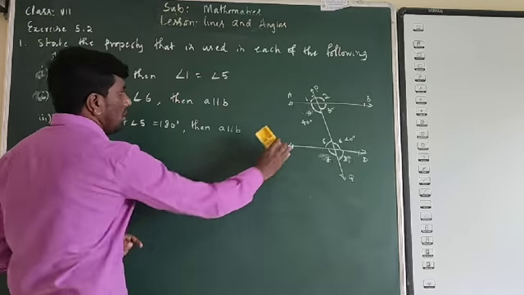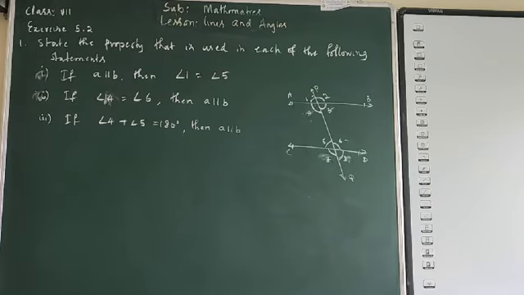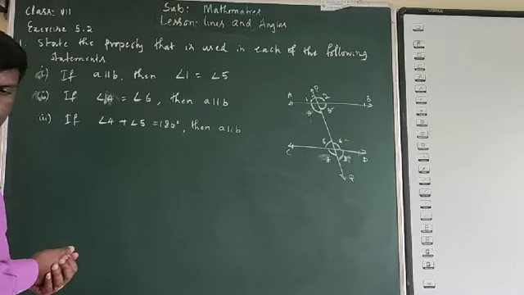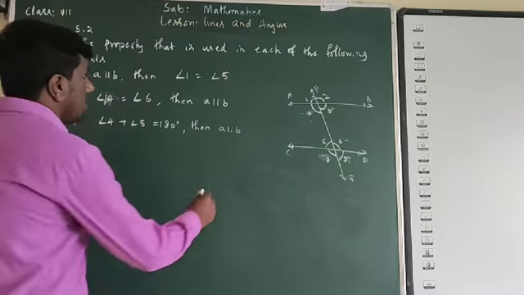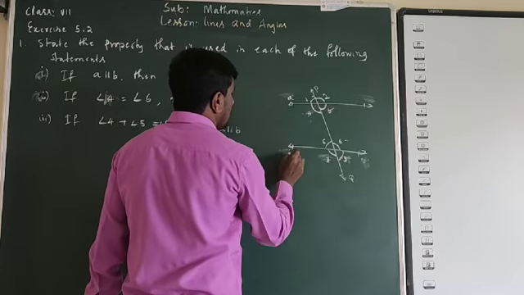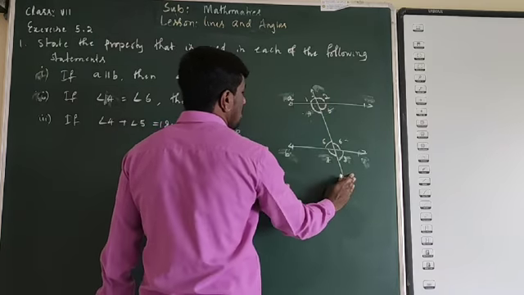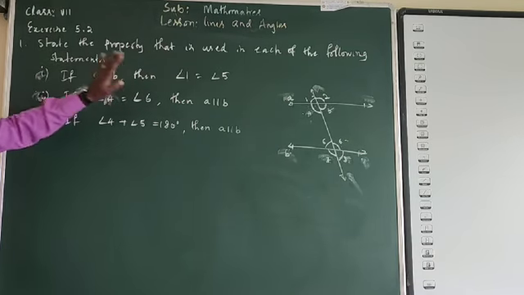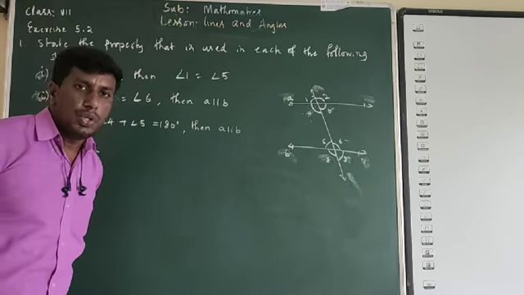Now look at the question and the answer for these questions. So what is the question? They have taken this as line A, this as line B, and this is a transversal line. First question is, state the property that is used in each of the following statements. Which property have they used?